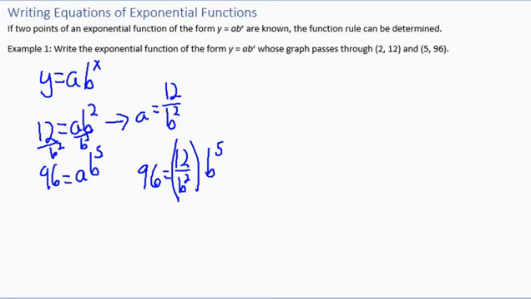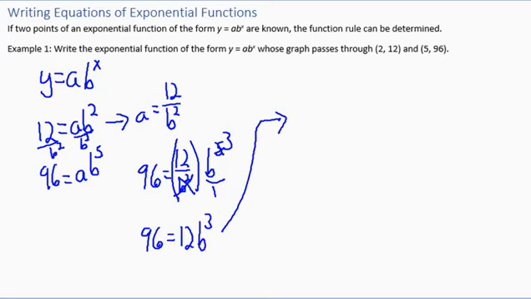Well, b squared, 2 of these will cancel with 2 of the b's here because this is like over 1. So we're down to b cubed. So really what we have here is 96 equals 12b cubed. Dividing both sides by 12, 96 divided by 12 is 8, so 8 equals b cubed. Taking the cube root of both sides, we get b is 2. So our b value is 2.